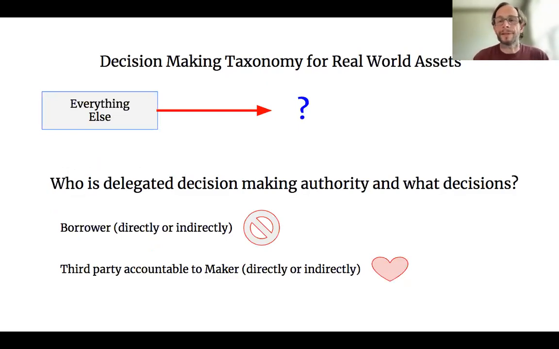So what about everything else? The question is, who's delegated that decision-making authority and for what decisions? There's a couple of ways to approach it. One is you could have the borrower directly making all the decisions for the lender, which doesn't seem quite sensible. Or you could have the borrower indirectly, basically telling the trust sponsor or the trustee to do X, Y, and Z. Well, it's the same as the borrower doing it. That doesn't feel as comfortable either. Or you could have a third party accountable to Maker directly or indirectly. So that third party could be directly accountable to Maker.